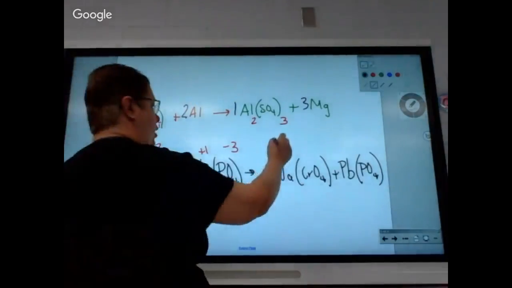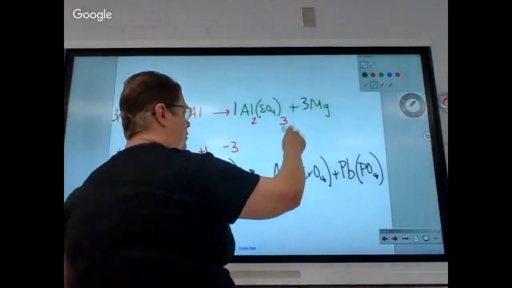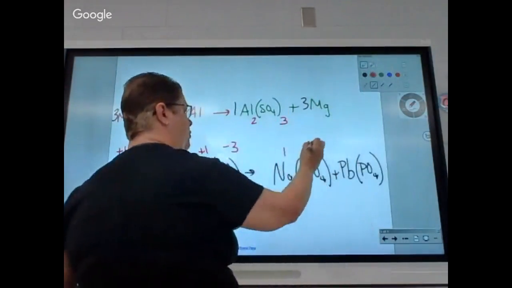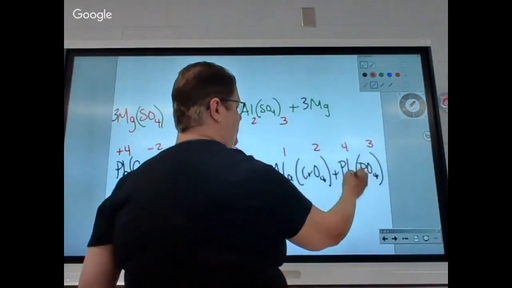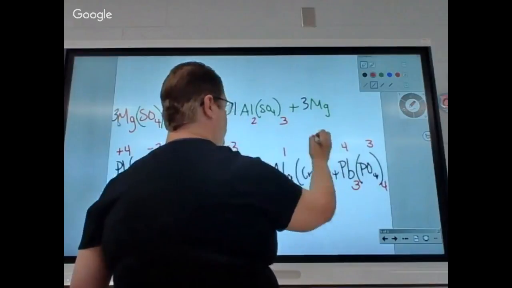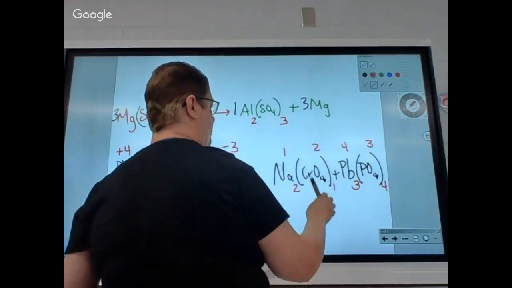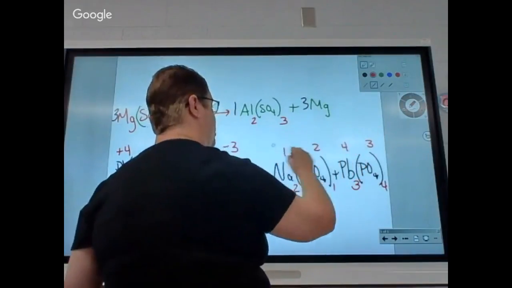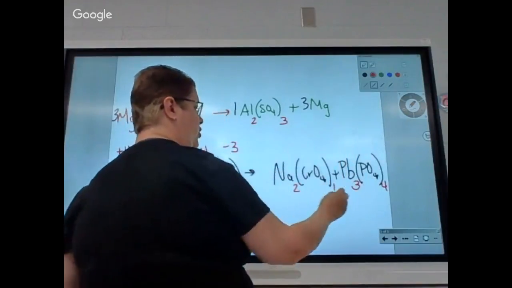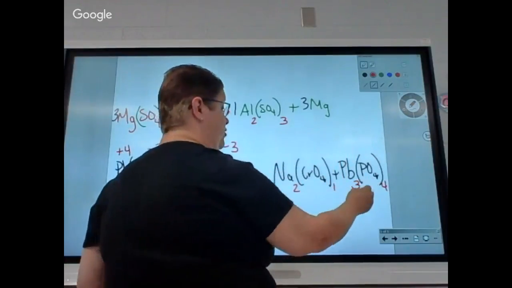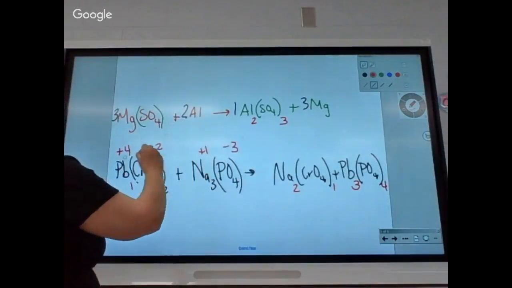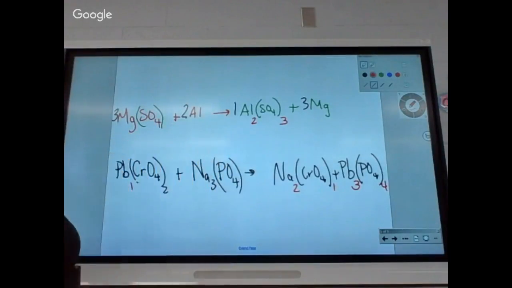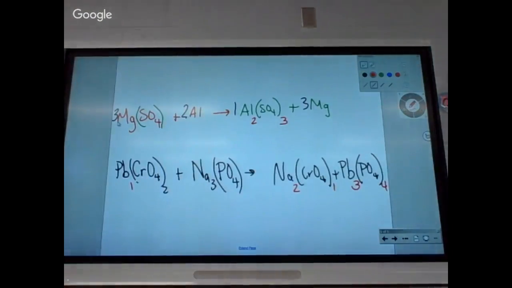So Na is a 1, CrO4 is a 2, that's a 4, and that's a 3. So the 3 comes down, the 4 comes down, the 2 comes down, and the 1 comes down. Now, can I reduce the 2 and the 1? Can I reduce the 3 and the 4? So I don't reduce over on that side. I could only reduce over here, so I had to. And now I'm ready to balance.